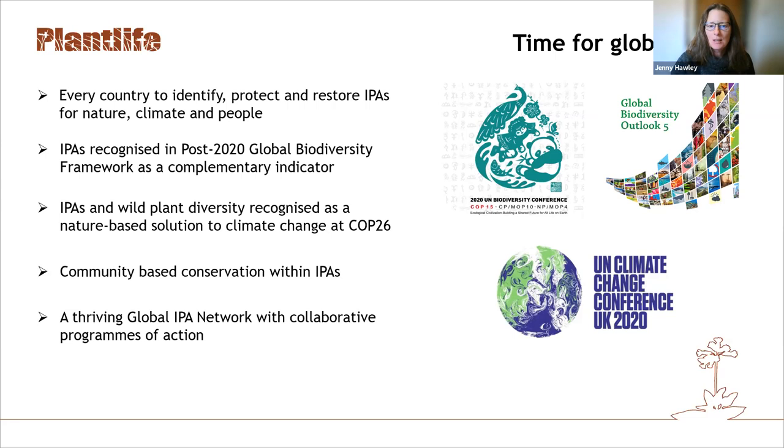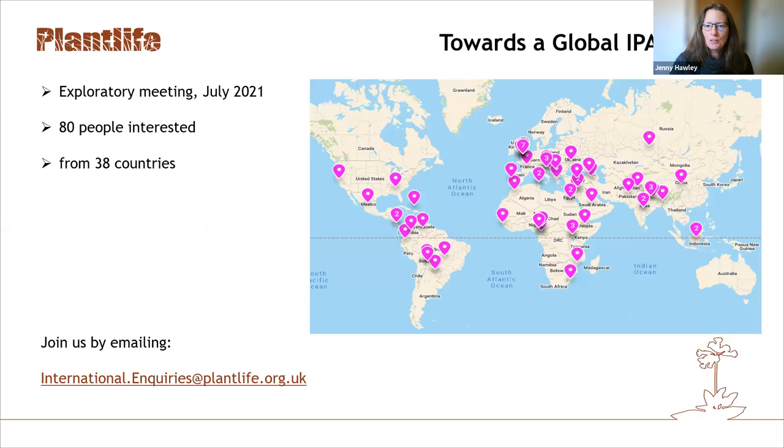Particularly, we had a meeting in July 2021, which had lots of people from all around the world, from four different continents, which was fantastic to see. And we had even more people who were interested. We had 80 people interested from 38 countries. And this map just shows the fantastic spread of people who are now involved in IPAs and interested in working together internationally to take this program forward.